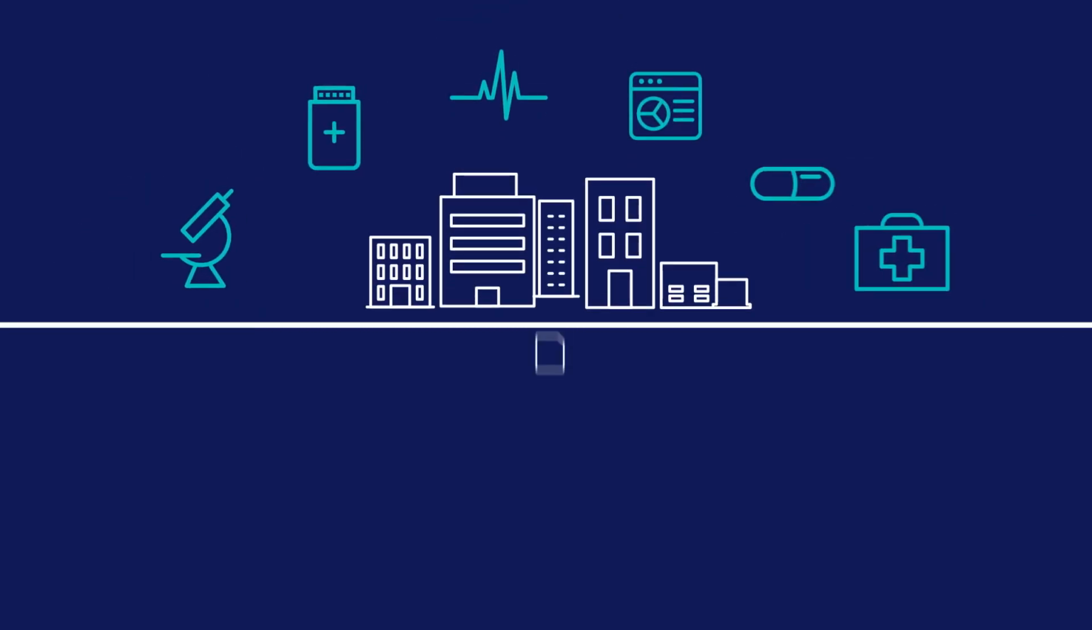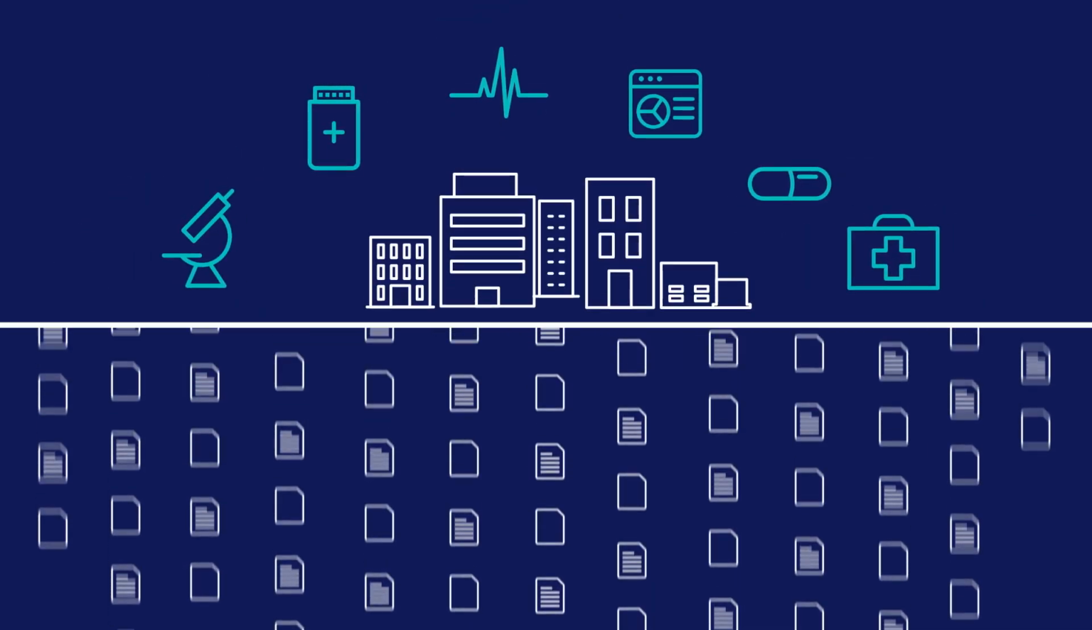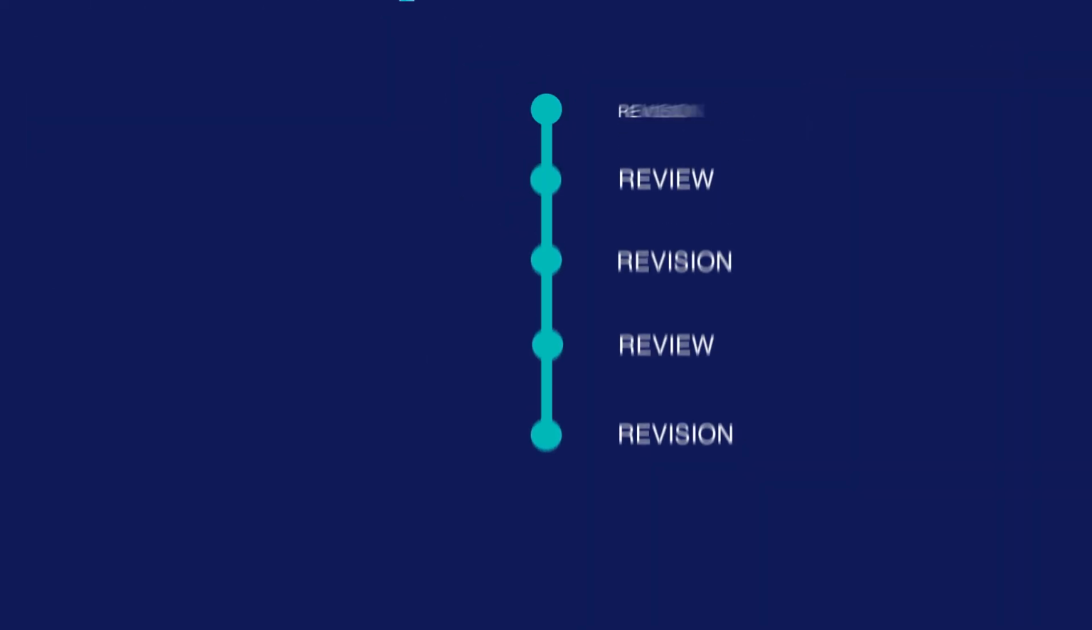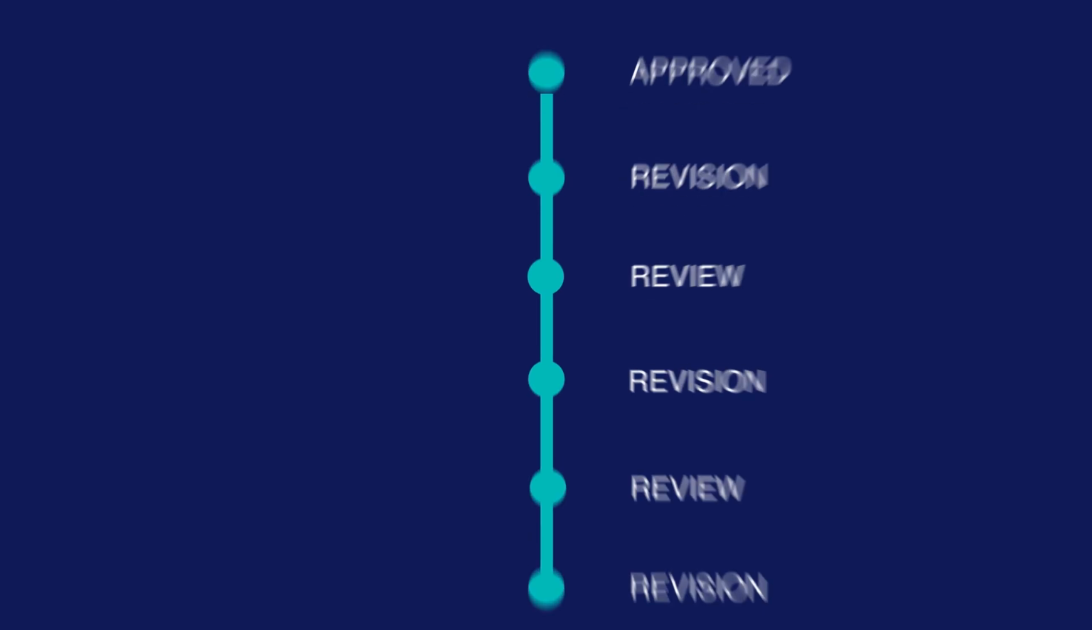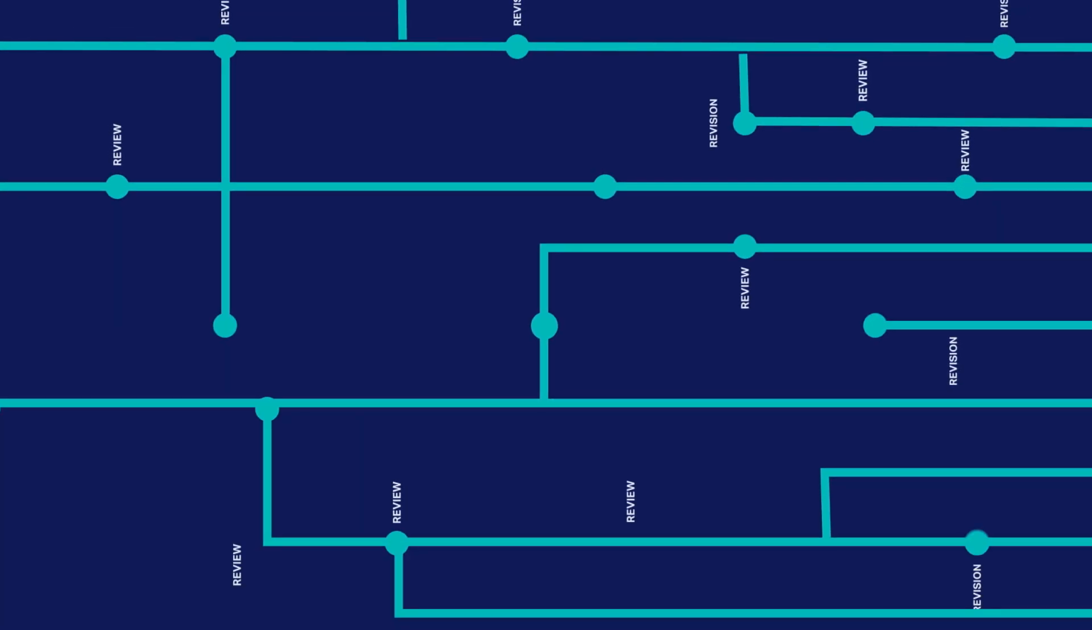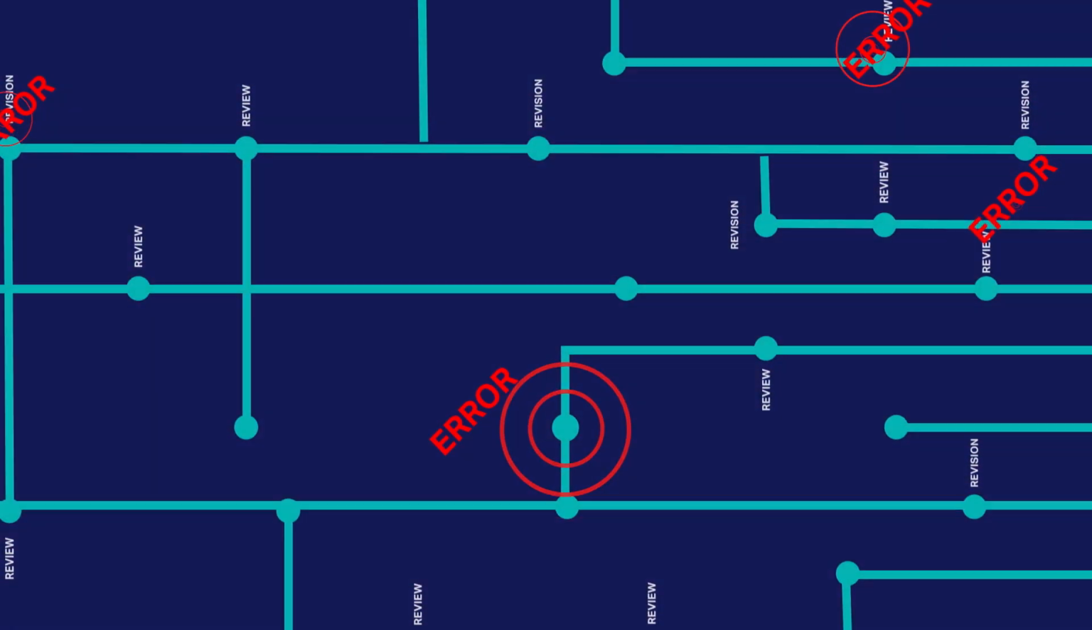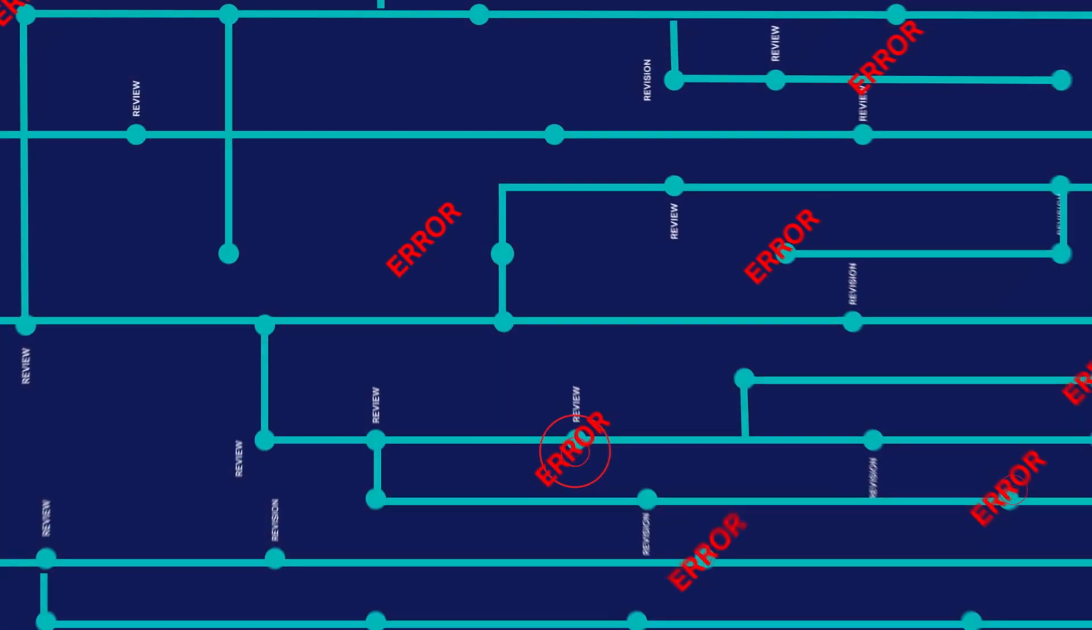Life sciences organizations must manage thousands of quality and manufacturing documents, moving them down a winding, complex path of revisions, reviews, and approvals. Without complete control and visibility over this process, organizations risk errors that can lead to non-compliance and costly production delays.